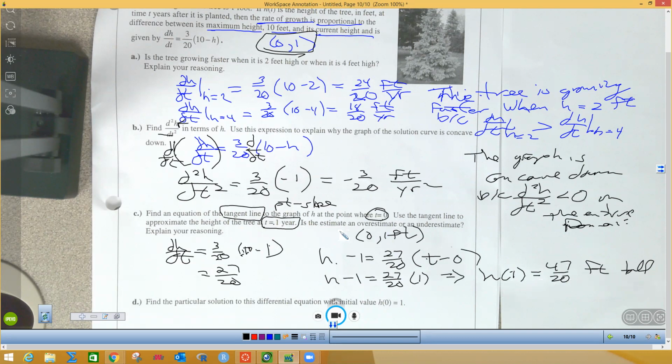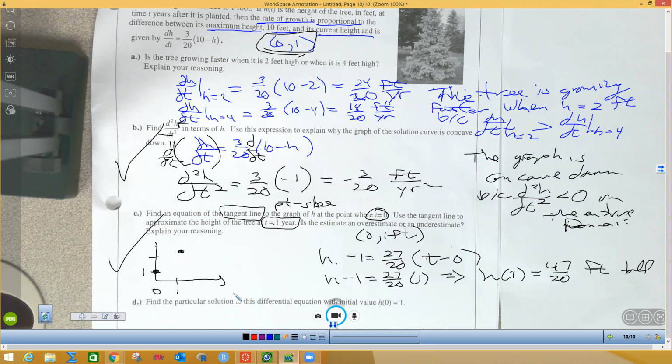Now, it wants to know, is this an over or underestimate? Well, what do we know about this tree growth? What did we find out here, and what do we know about a tree growing? Anybody know what the graph would look like? Let's just take a picture of what the graph looks like. At time 0, the tree is 1 foot high, right? At time t equals 1, the tree is 2 and 7/20, whatever. Now, what do we know about this graph? The tree's going to keep growing, so the height's going to keep going up.